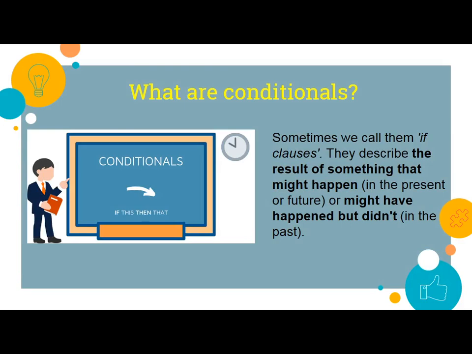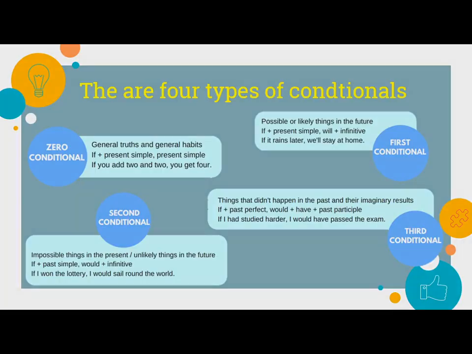Throughout the whole class, we're going to start checking different clauses starting with if. This is something we're going to check later on, but the most important thing is that you use them to describe the result of something that might happen either in the present or future, or might have happened but didn't in the past. In the case of conditionals, some talk about the present and the future, and others refer to the past. Okay, so let's continue.